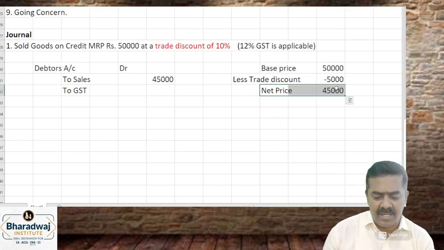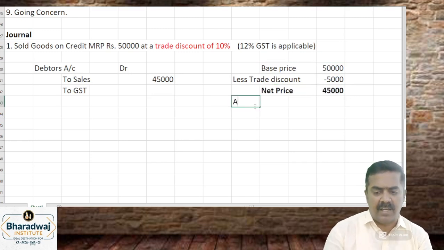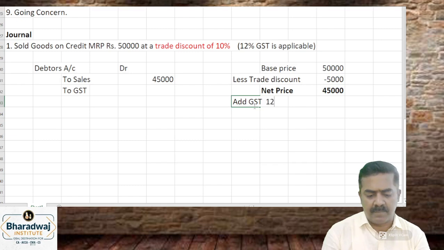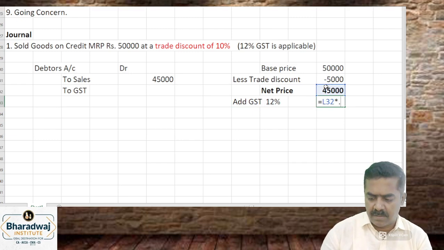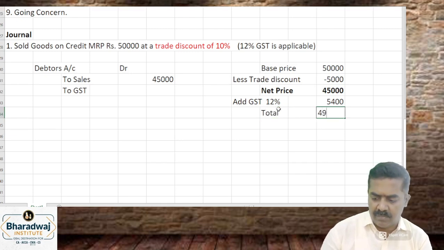They will pass entry for which one? Net price. Add GST at 12%. Now, on this, how much will be charged? 5,400. Okay. Total amount is 49,400.